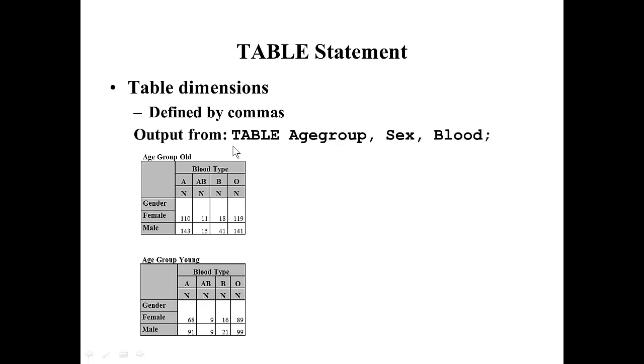So here is what our table is going to look like when we have the statement age group, sex, blood. So the page, age group old, so this whole table here is just for age group which is classified as old, and this table here is age group that is classified as young. So this age group defines our page, gender defines our rows, and blood type defines our columns. And then within each cell we have the count.